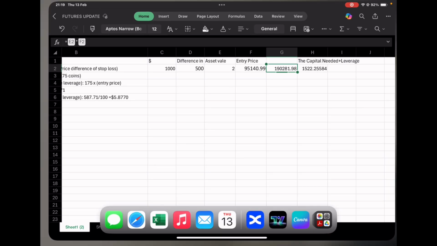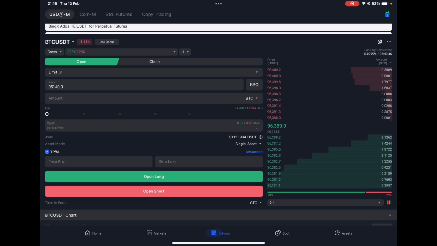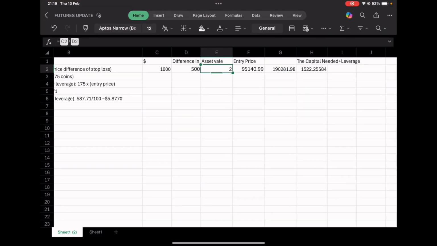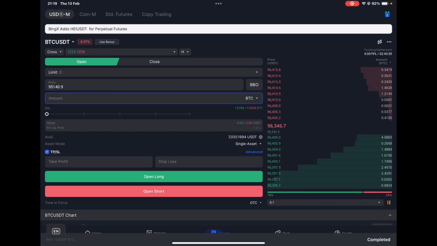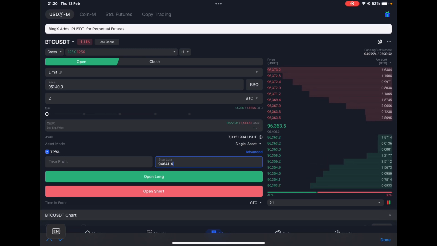So now let's place the trade. If you come here to place the trade, our entry as we have it is 95140, and the amount is the asset value. So we're going to put 2, because the formula and the calculation is telling us to put 2 BTC, right? And we're going to put our stop loss. Make sure you put the stop loss before executing the trade. We have our stop loss 94641.6, and make sure it's a limit, because if it's in market, it's going to open in market. So ensure that it's in limit. When you put all these parameters, then you click on open long.